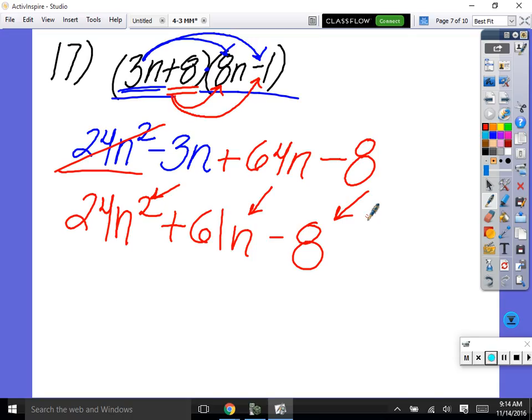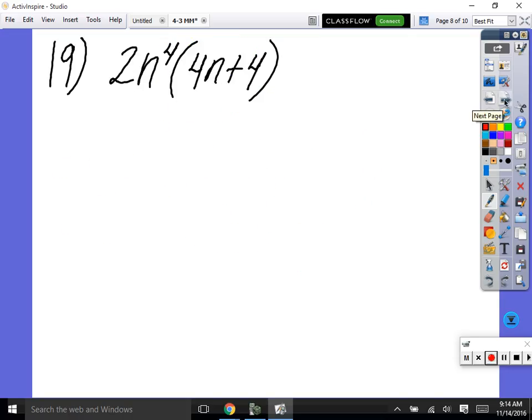This is the opposite of factoring, guys. If we took this quadratic and factored it, we'd end back up at the linear factors. Does everybody see how this is just the opposite? We multiplied it out. Okay, so looking at 19, this will be the last one I do.